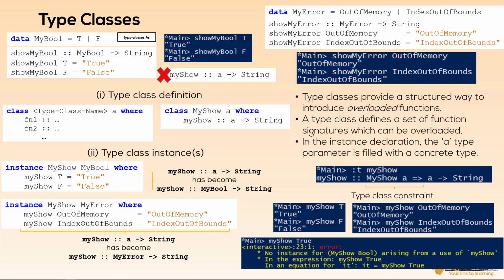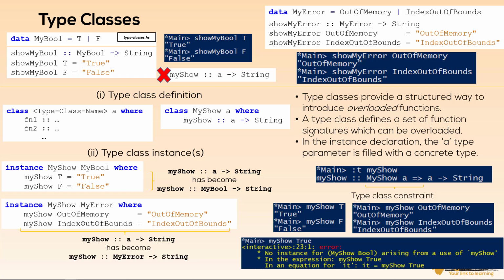That's a lot we have covered in one slide, so let's summarize. A type class defines a set of function signatures that instances of the type class must implement. Within an instance declaration, the type parameter, which we conventionally call a, can be thought of as being filled with the concrete type given. So, for example, the type parameter a is given the value of myBool in the myBool instance declaration and the value of myError in the myError instance declaration. You can use type class constraints in your function signatures to restrict the type parameters to only be from those types which have instances of the specified type class.